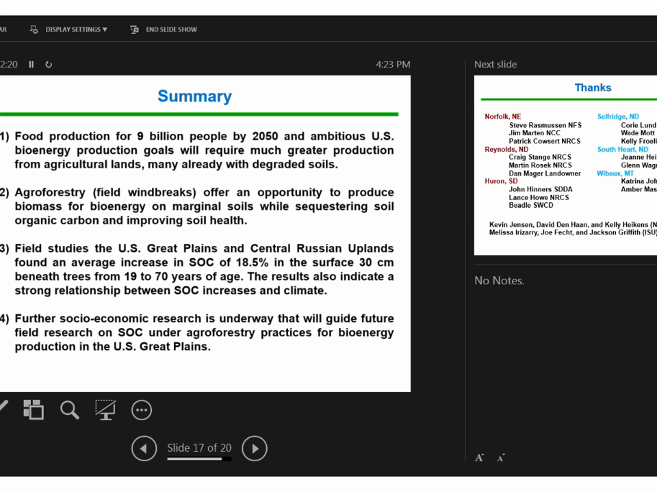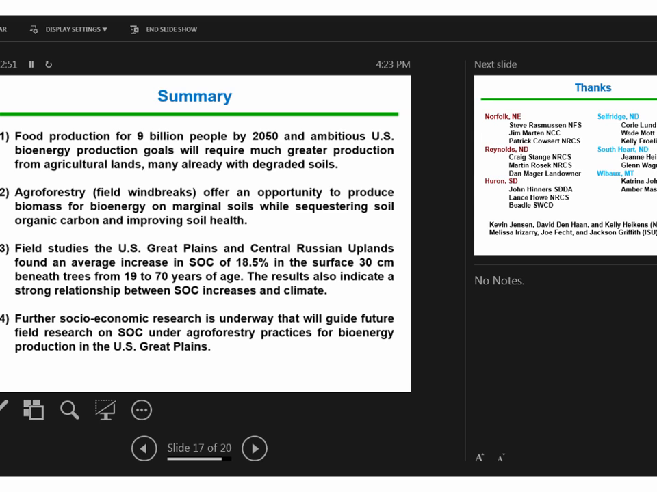Well, to summarize, this is all couched by the issue of growing more food for more people. And in the United States anyway, not so in Russia at all, there's a lot of interest in biomass as well. Biomass production for carbon sequestration and/or use for bioenergy, whatever that might mean, and limiting that to our marginal lands.